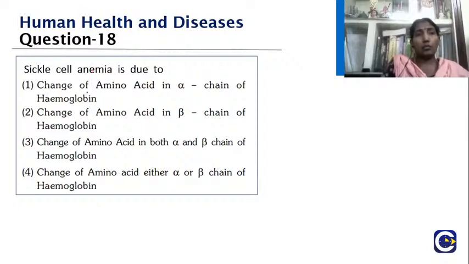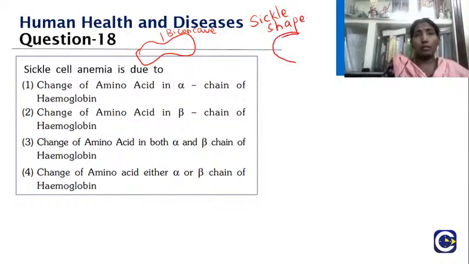Sickle cell anemia is due to a change of amino acid in the alpha chain of hemoglobin, the beta chain of hemoglobin, both alpha and beta chains, or either alpha or beta chain. So what is sickle cell anemia? Usually we know that RBCs are biconcave in shape, but because of one hereditary condition, the RBCs become sickle shaped. Sickle means it will be like this.